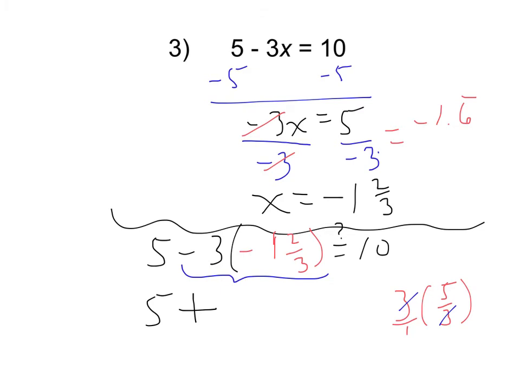So 5 times 1, 5 over 1 is 5. So we're going to ask, well, is 5 plus 5 equal to 10? And again, as your first grade teacher taught you, yes, it is. So therefore, that is a correct solution.